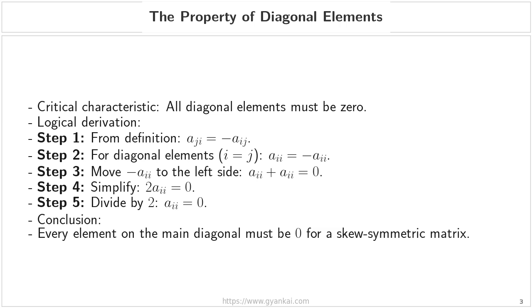In conclusion, this proves that every single element on the main diagonal must be 0 for a matrix to be classified as skew symmetric. Keep this rule in mind, as it is the quickest way to identify or verify a skew symmetric matrix, which we will see in the illustrative example in the next slide.